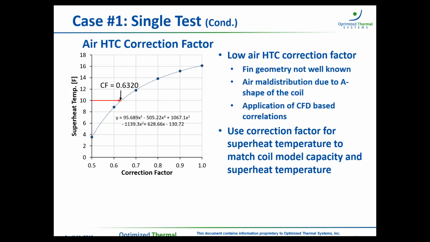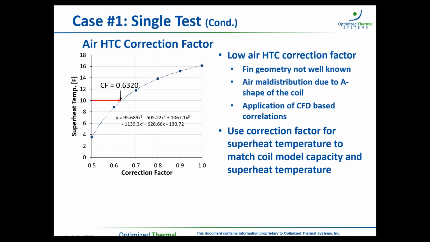So why is this heat transfer correction factor so significant? Well, in this case, our fin geometry is not well known. We can make some guesses about the details of the enhancements of those fins. We have air maldistribution in the actual coil that was experimentally tested compared to our model, which assumes that it's completely uniform. We're also applying CFD-based correlations that have not been experimentally validated. So all these things together mean we don't have a great deal of certainty in the predicted value of heat transfer coefficient, but we also have these other effects that we're compensating for, this air maldistribution. We're simplifying this flow, treating it as uniform, when in reality it's not.